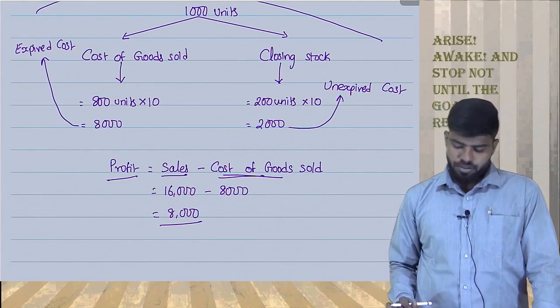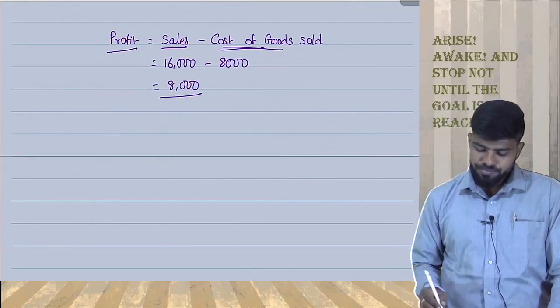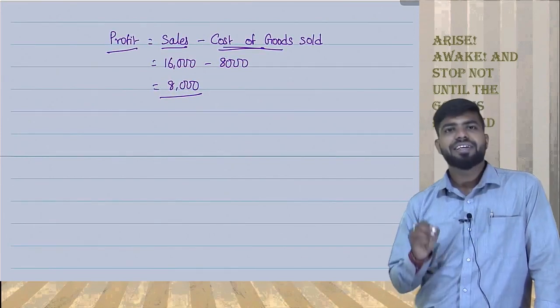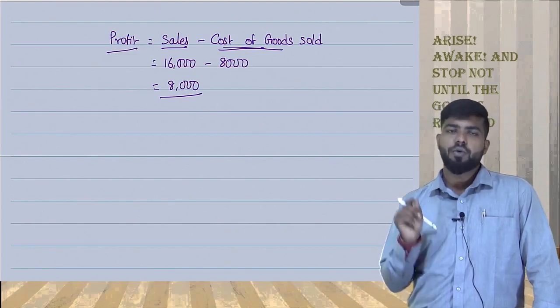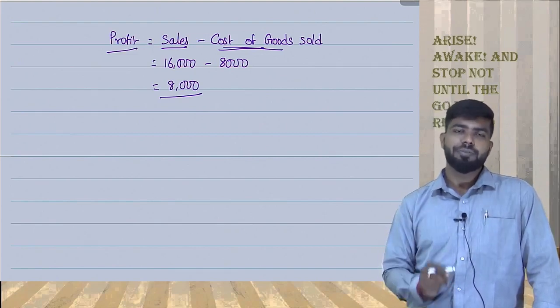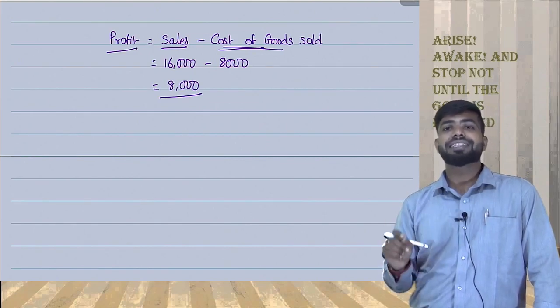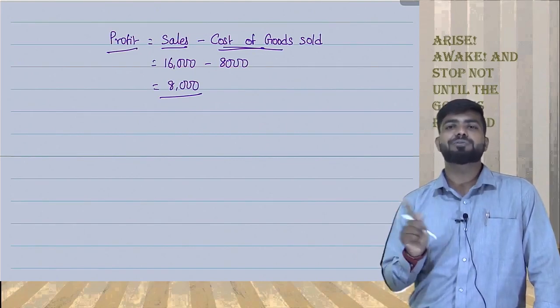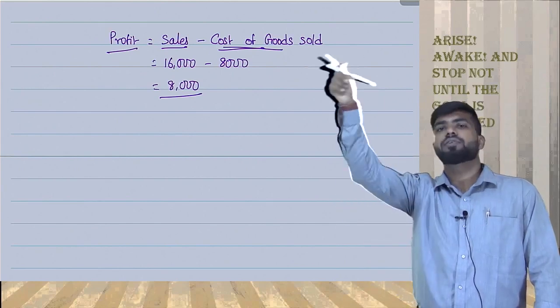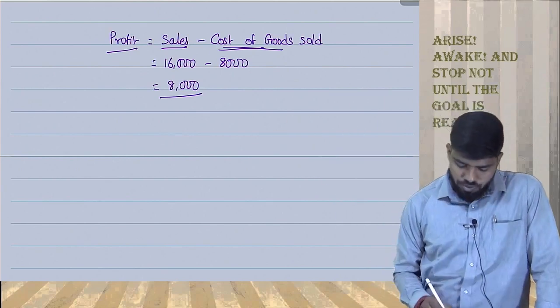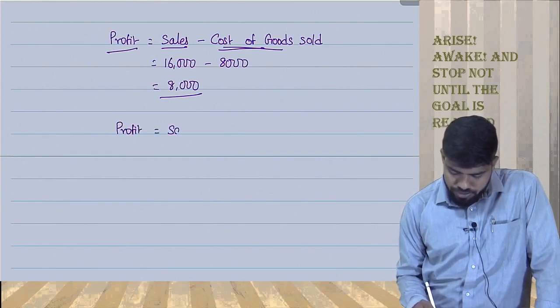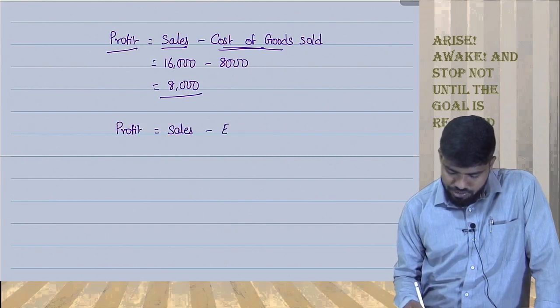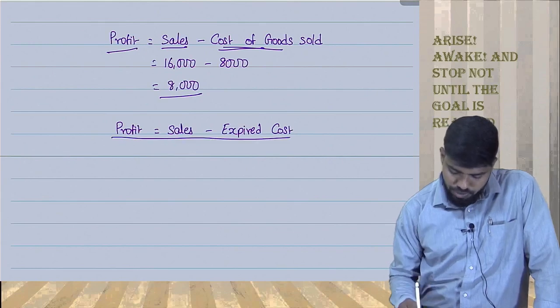Okay, now after that write: from now onwards, whenever I say profit, generally people think profit equals sales minus cost, but from now onwards please understand, whenever you want to calculate the profit, profit equals sales minus expired cost. We should not consider the unexpired cost, because unexpired cost will carry forward to next accounting year. So profit equals sales minus expired cost is the final formula. You can put a box.